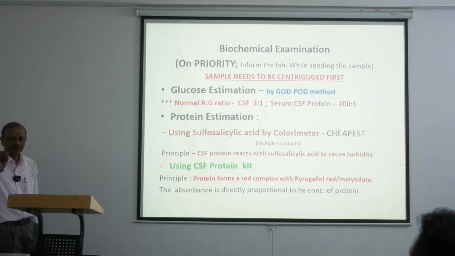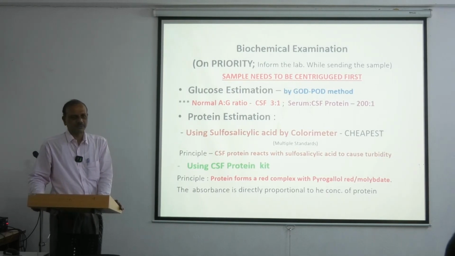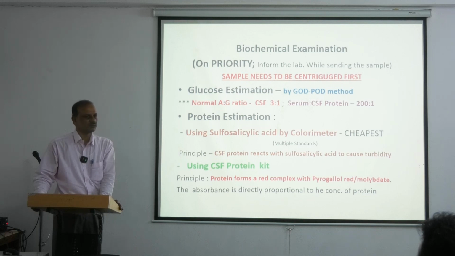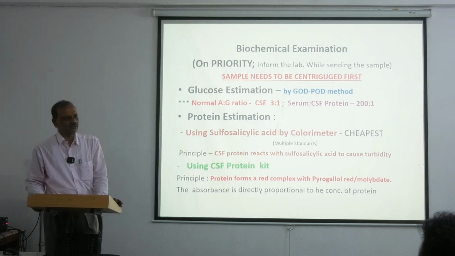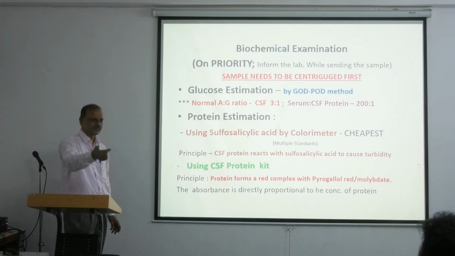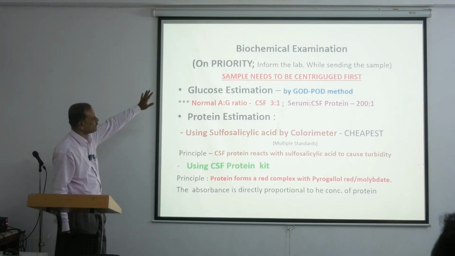So remember, CSF estimation is a priority investigation. The moment you take a CSF, inform the laboratory that one sample of CSF is being sent to you. Please give the reports as early as possible, because you have to treat the patient. It is not routine blood testing. All patients are not that serious, but meningitis cases are definitely very serious patients. They need to be treated very aggressively and as early as possible. So the moment you inform, the laboratory will take the sample on priority, analyze it, and send the report.